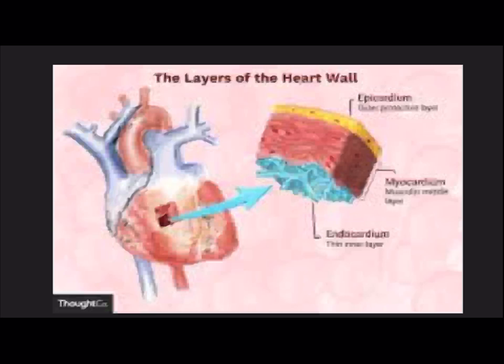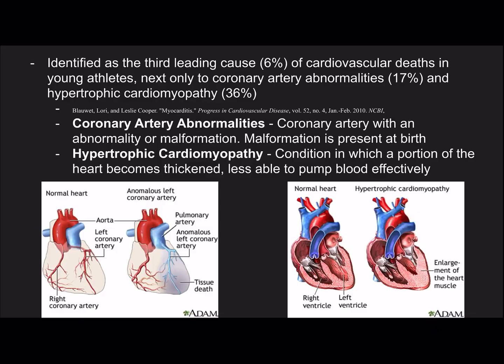This is a diagram of the layers of the heart wall. So if you were to cut out a small section of the heart, these would be the three main layers that you see. So that thin yellow layer on the outside is the epicardium, and then on the bottom, that thin blue layer is the endocardium, and then the large pink layer in the middle is the myocardium, which is mainly what's affected with myocarditis.